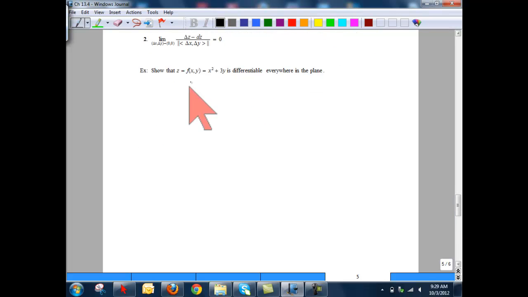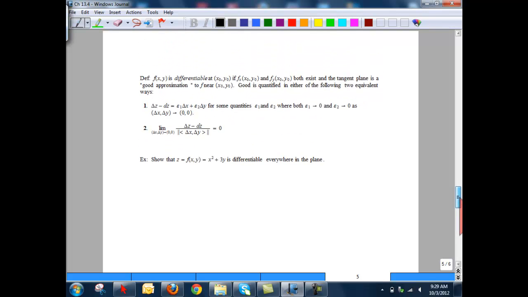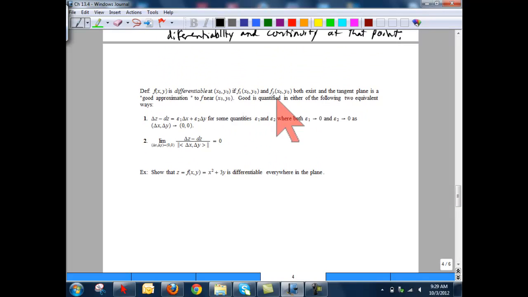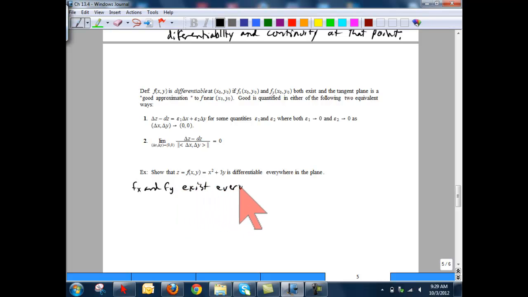So show that z equals x cubed plus 3y is differentiable in the sense we've just discussed everywhere in the plane. And so I need to be talking about the partial derivatives existing. They certainly do. This is a polynomial. So first of all, f_x and f_y exist everywhere in the plane for every value of x and y. Now let's discuss the other part, and I'm going to discuss the delta z minus dz piece.